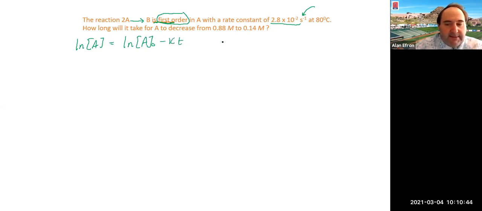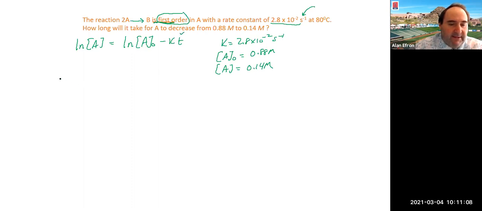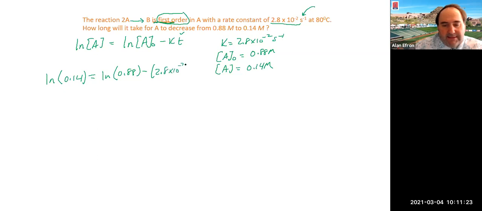Here in this particular case, we have K given to us, which is 2.8 times 10 to the minus 2 reciprocal seconds. My initial concentration here is going to be 0.88 molar. My final concentration here is going to be 0.14 molar. So that is everything we need to solve for T. So that would give us the natural log of our final, which is 0.14 molar, equals the natural log of 0.88 minus K, 2.8 times 10 to the minus 2 reciprocal seconds, times time.